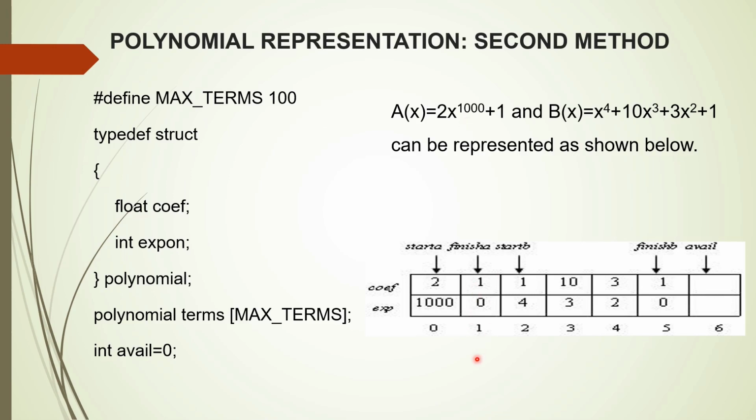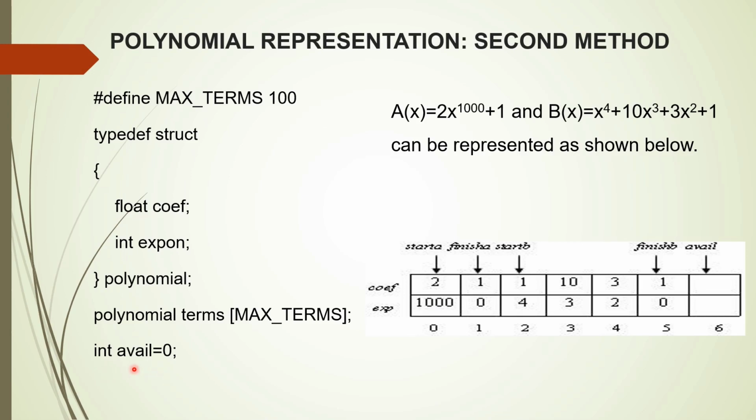But with respect to the previous method, if the terms exist, then you store the term. If the term with the given exponent does not exist, then you are storing a value 0. That's not the case here. Here we are storing only the existing terms.